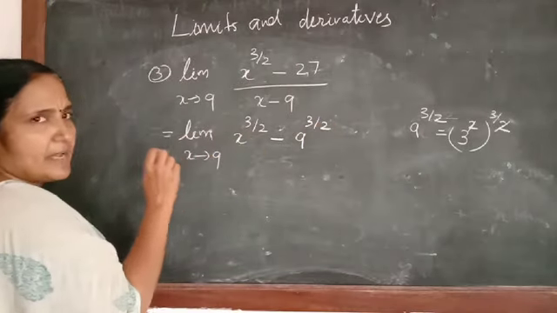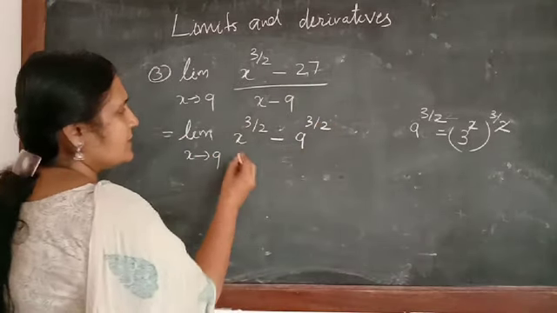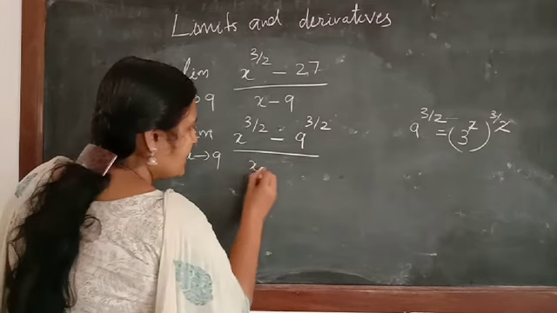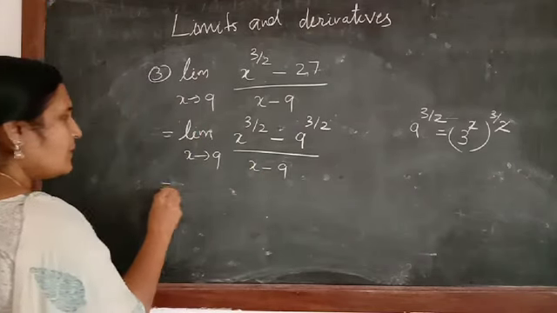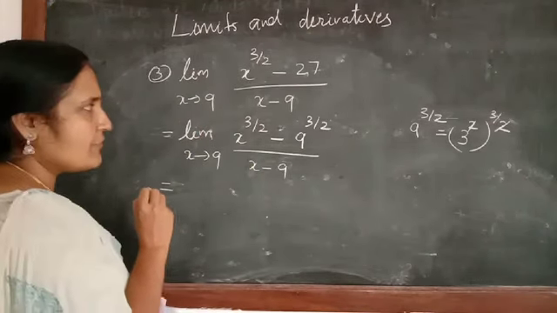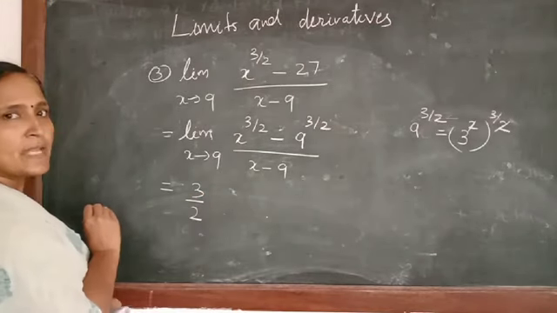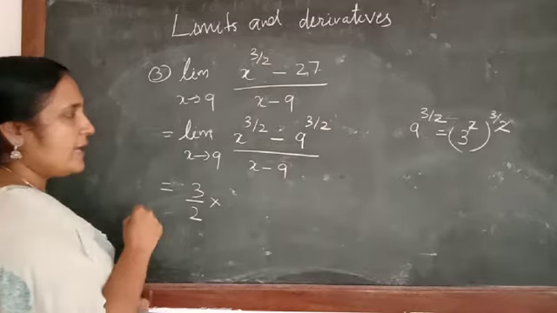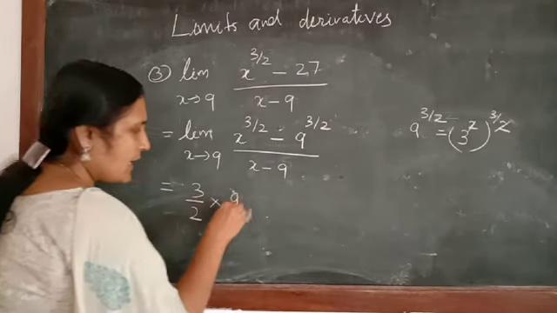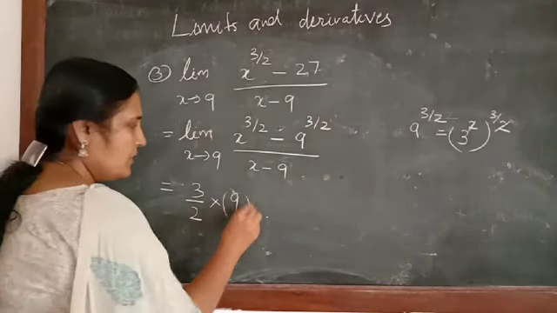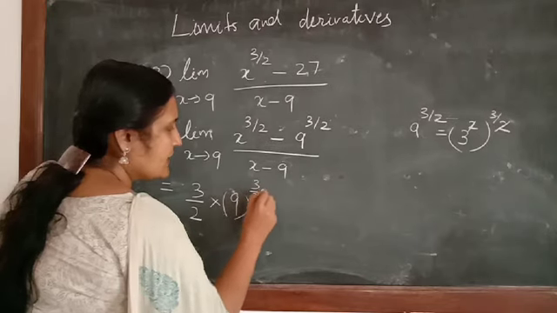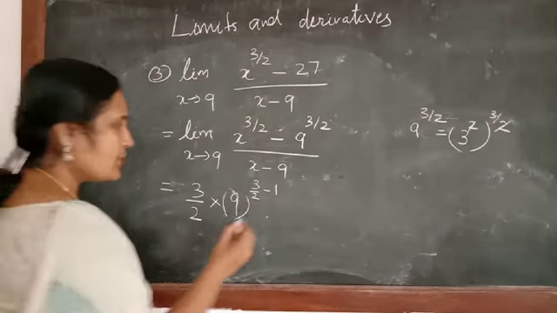x raised to 3 by 2 minus 9 raised to 3 by 2 by x minus 9. Now apply the formula. According to the formula, what should come first? n. In place of n we have 3 by 2, into a raised to... in place of a what we have? 9 raised to n minus 1. So we will get there 3 by 2 minus 1.